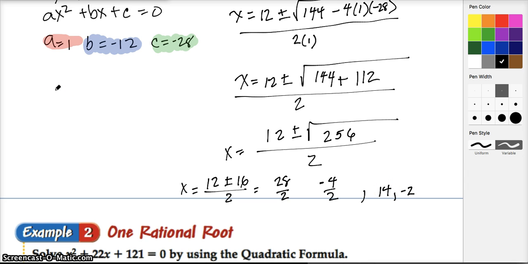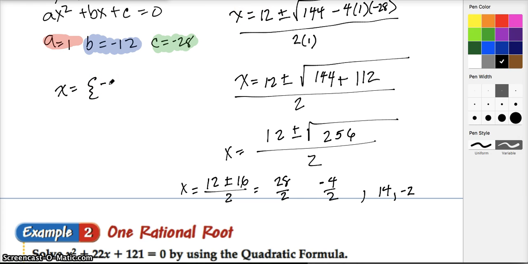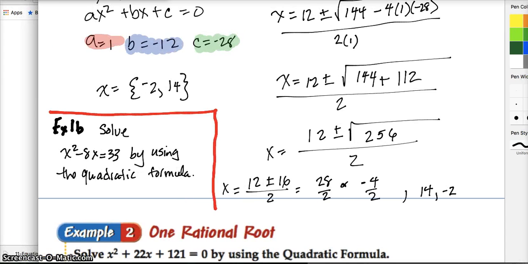So I will write that as x is equal to the solution set of maybe negative 12. No, that's not negative 12. I was trying to write the negative 2 first. Negative 2, pardon me, and then 14. So pretty much that's what we want to do whenever we're using the quadratic formula. And over here I have a quick example, or an opportunity for you to try it yourself.